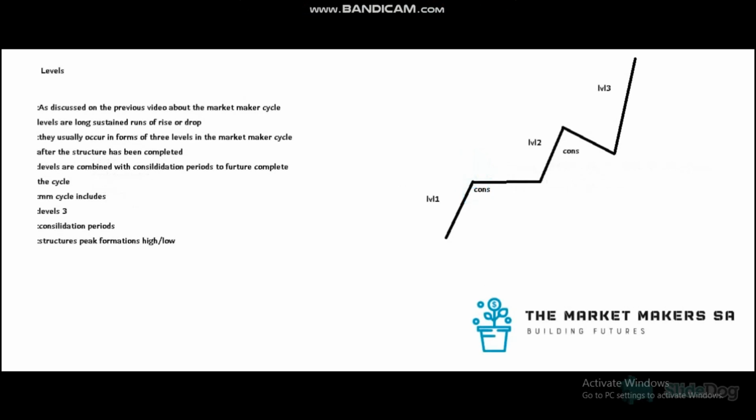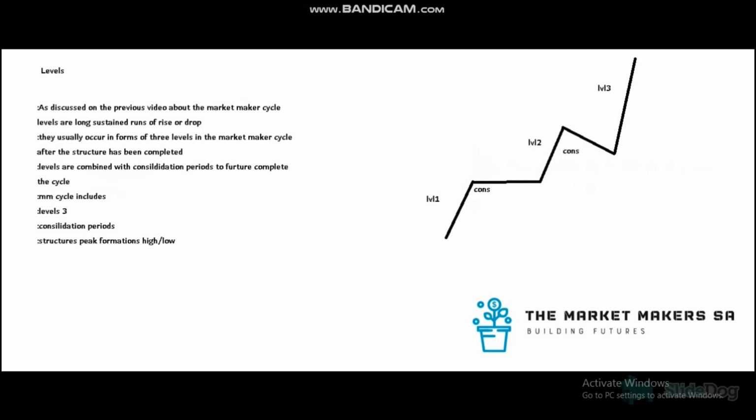So, levels. As discussed in the previous video about the market maker cycle, levels are long sustained runs of rise or drop that basically start after the structure has been completed, indicating that a new structure, a new cycle is being formed. They are usually formed in 3 levels in the market maker cycle after the structure has been complete.